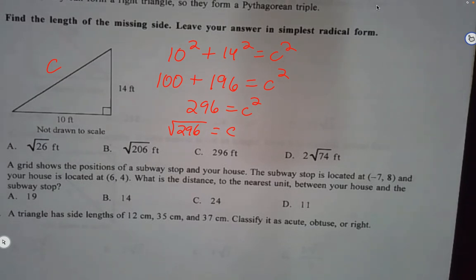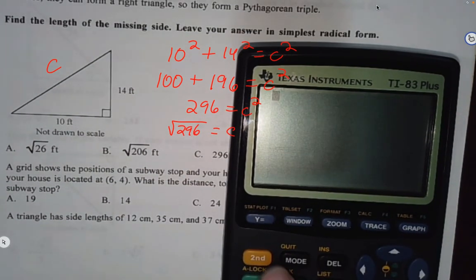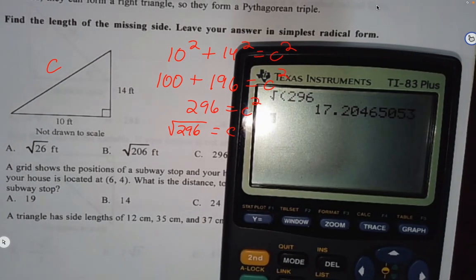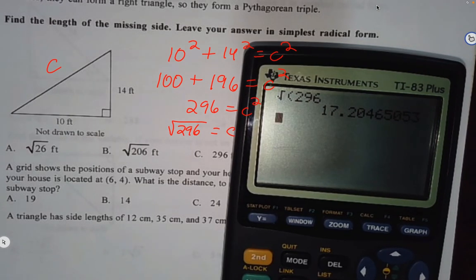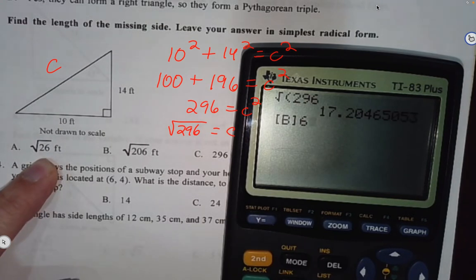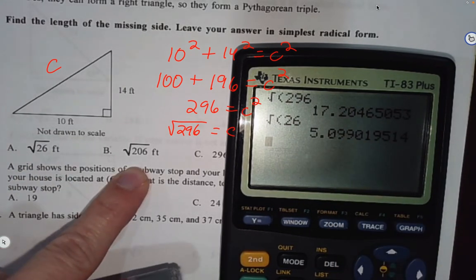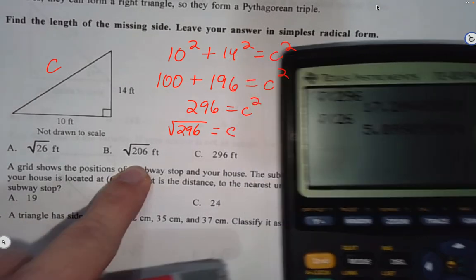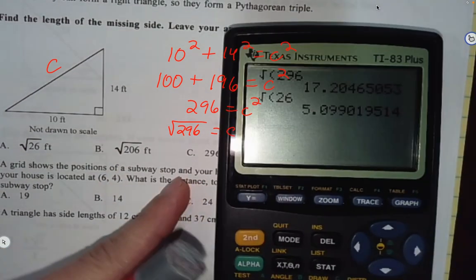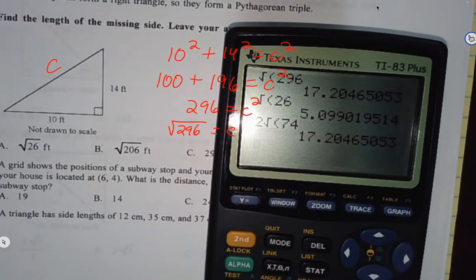I'll say it again. If I type in the square root of 296, it's 17.2. Now, let me compare theirs. What is their first one? The square root of 26. Does that equal? Is that the same? No, so that's not my answer. If I type in the square root of 206, that's not my answer. What is 2 square root of 74? I'm just showing you a way that you can check. Does that match? That makes sense.